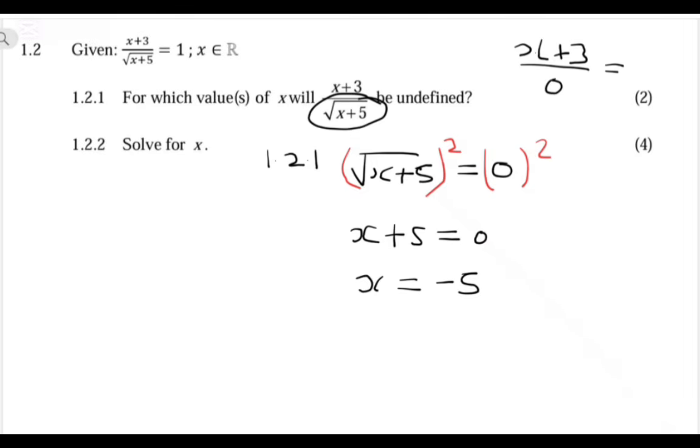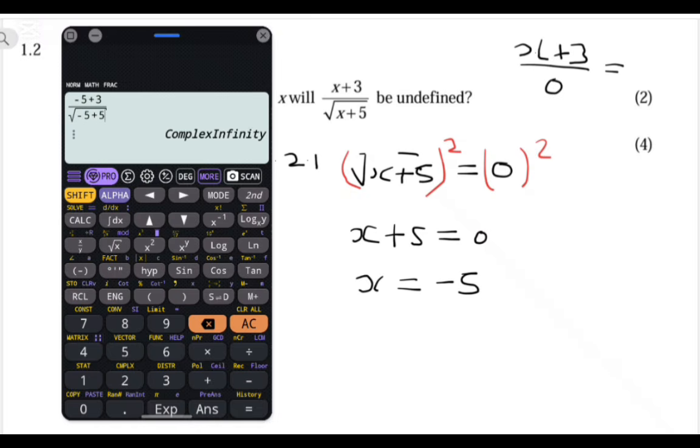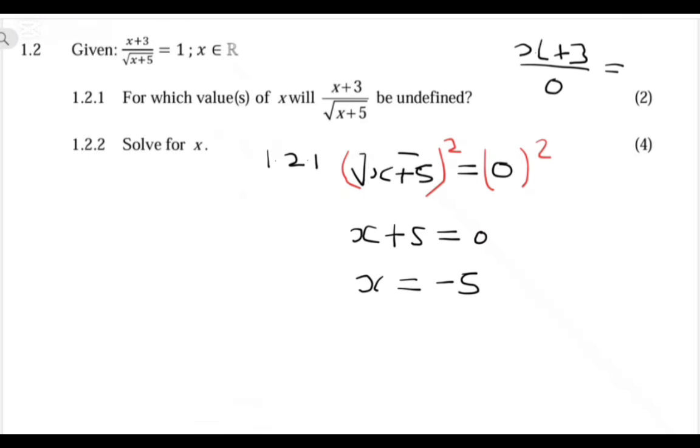Let's just try to substitute it into the calculator: -5 plus 5. We're going to get undefined. The calculator I'm using, guys, shows undefined as complex infinity. So this is undefined if we substitute -5, so this is the correct one. But I want you to be very careful. They say for which values. In other words, it's not only one value; there are many of them. So how can we find the rest?